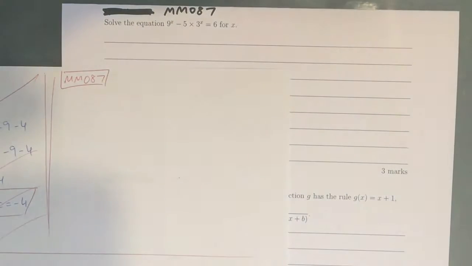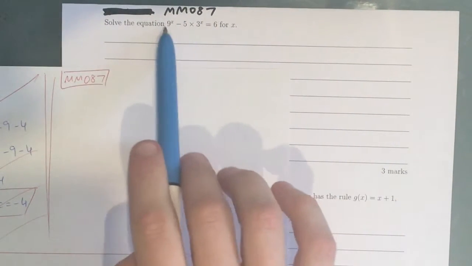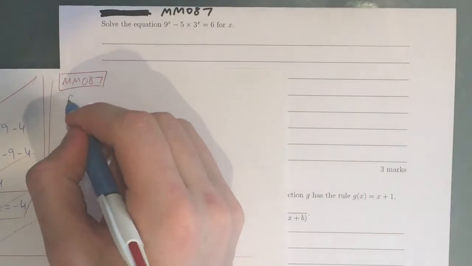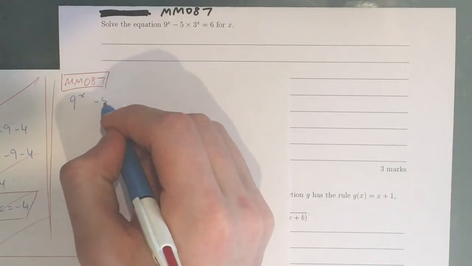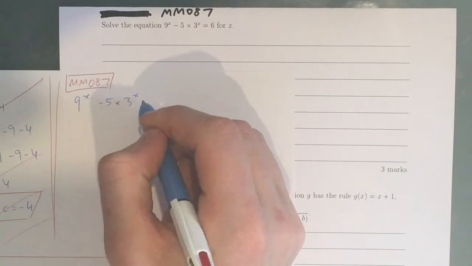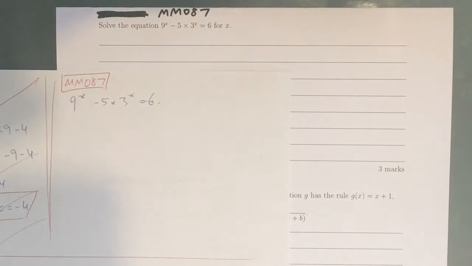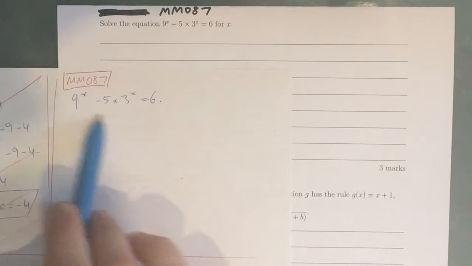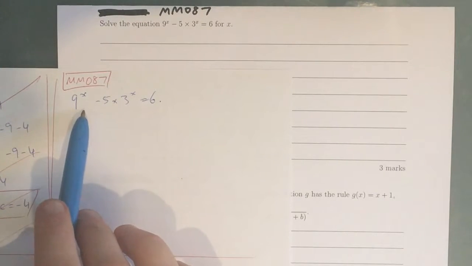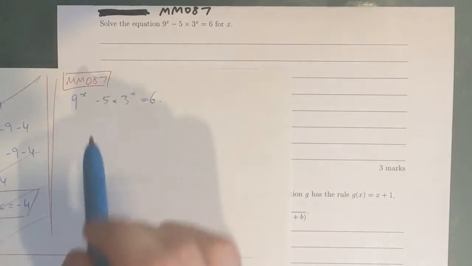So, the first step here is to try and create a different sort of equation, and you'll see what I mean by that in a second. So let's rewrite the equation. We've got 9 to the power of x, take 5 times 3 to the power of x equals 6. And the important thing to note here is that this is rearrangeable into some sort of a quadratic by substitution. What I mean by that is this.